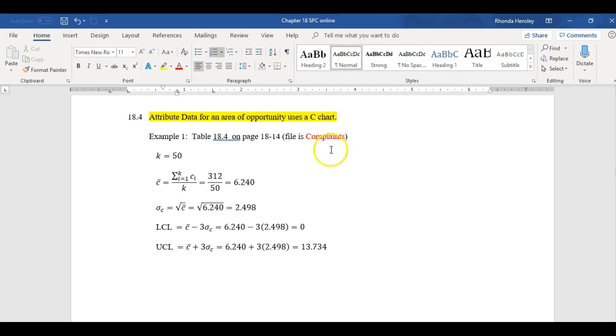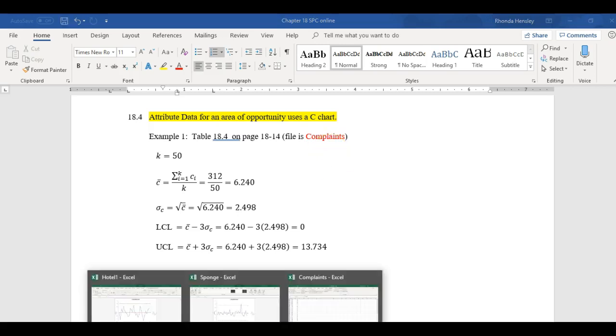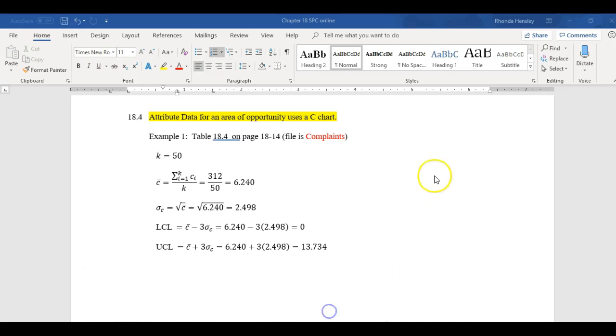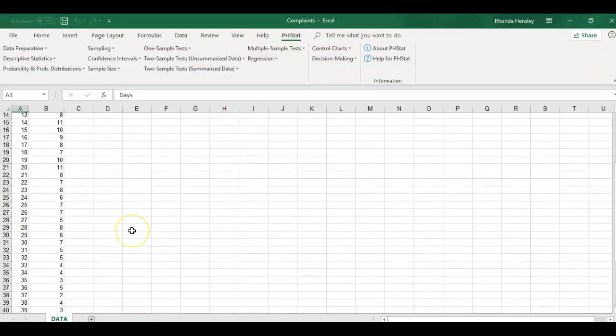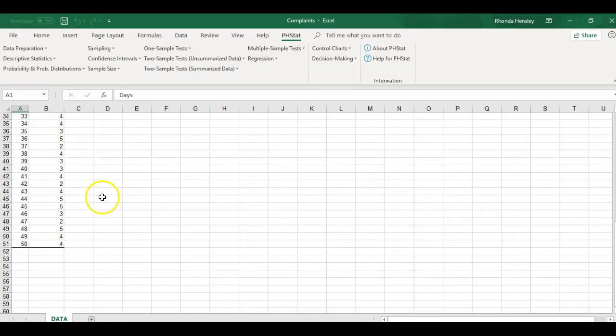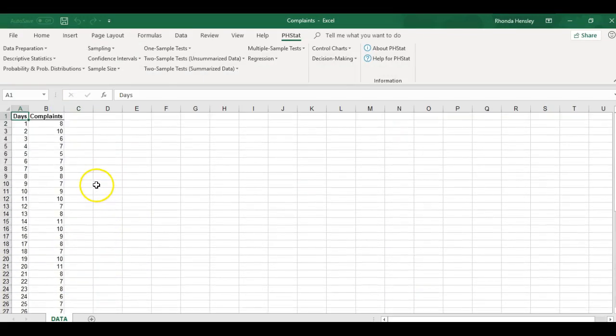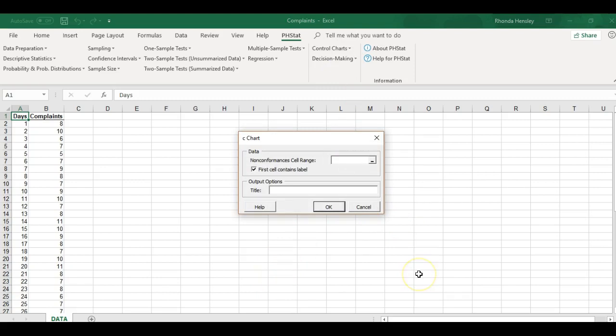Okay, so our file is called complaints. Over the past 50 weeks, these are the number of complaints that they had from this process. So when you go to PHStat, again, control charts, this is the one, at least on my PHStat, where I have to do a little bit of work and pretend I'm just doing Excel, but it does all of the calculations for you. It just will not create the chart.